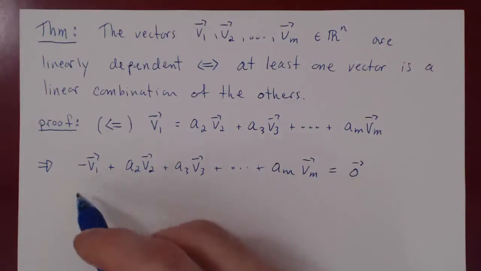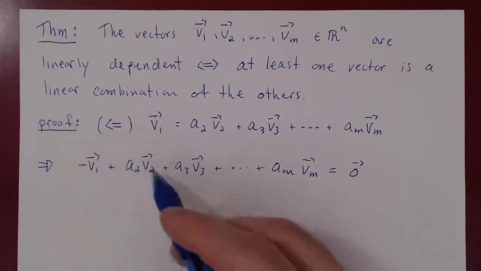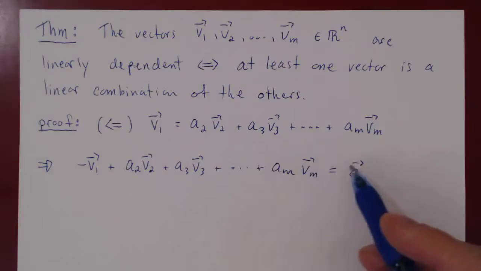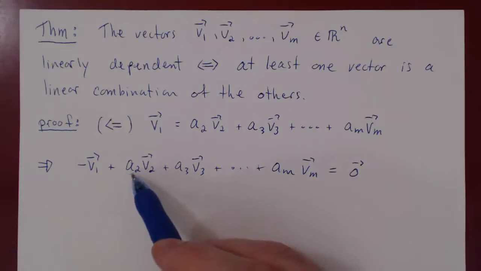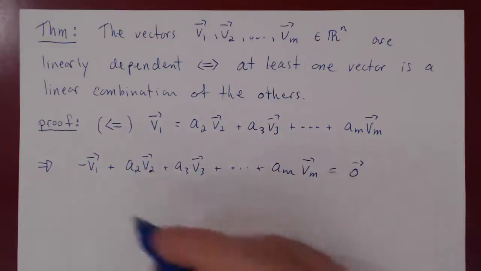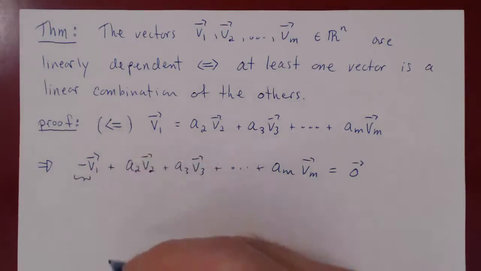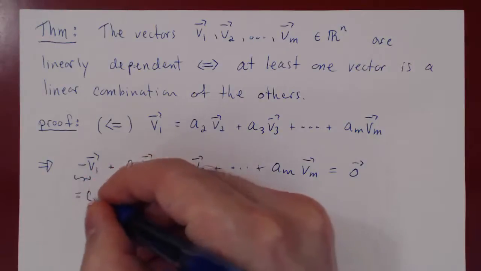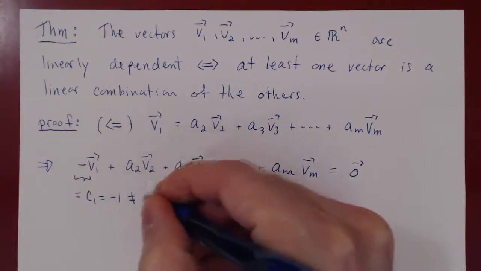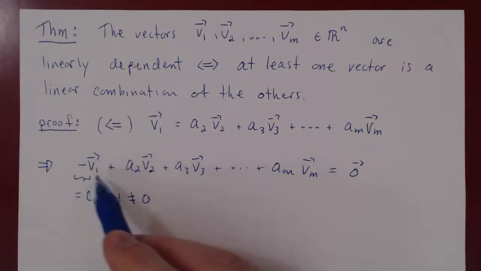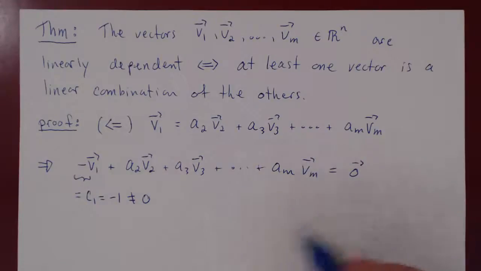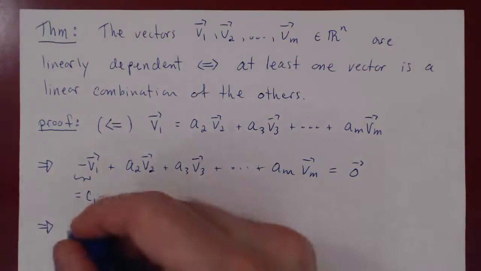But look at what we have here. We have a linear combination of the vectors v1, v2, v3 up to vm giving the 0 vector, and this is a non-trivial solution. Right? We don't know what a2 is, what a3 is up to am. These could all be 0 for all we know. But look at the coefficient of v1. Call this c1, which is negative 1, which is not equal to 0. So you see that we have a non-trivial solution to the linear combination of our m vectors giving the 0 vector. Therefore, by definition, the vectors are linearly dependent.